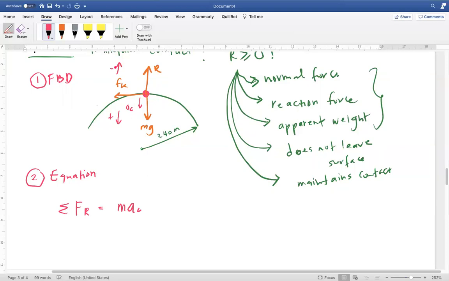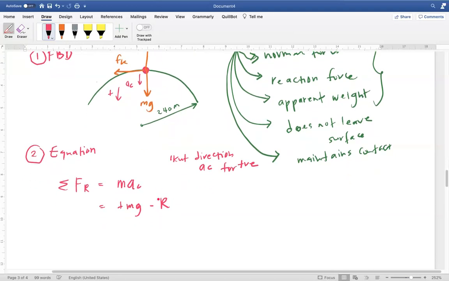It depends on the direction of ac. If ac is positive downward, then everything downward is positive. If ac is pointing upward, then everything upward is positive. Ikut direction ac untuk positif. Okay, so now that we determine ac is our positive, mg is positive sebab mg is in the radial direction, dia sama direction dengan ac, minus R.